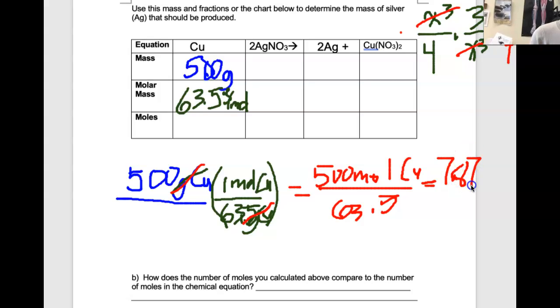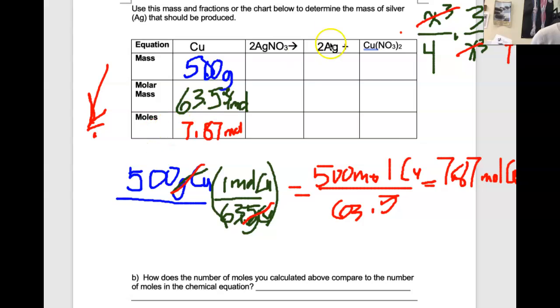Now, 7.87, hopefully you can see that. And that's moles of copper. You could put that down here as well. If you're going to use the chart, that is fine. What you do is if you're going down, you divide. That's how we knew to divide 500 divided by 63.5.